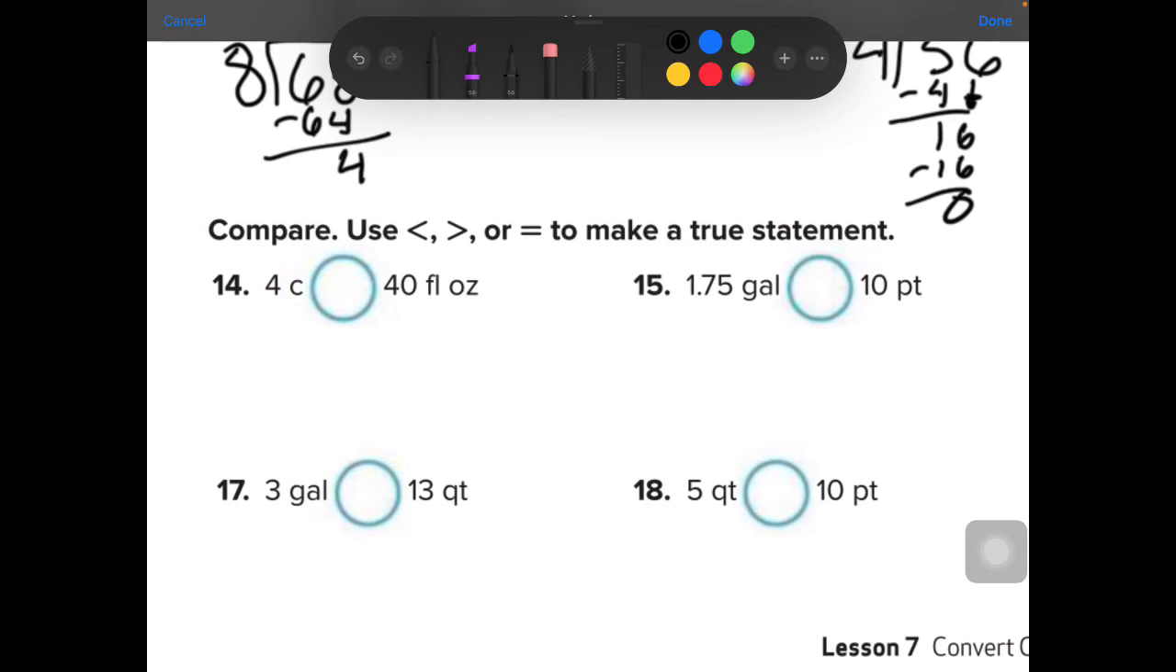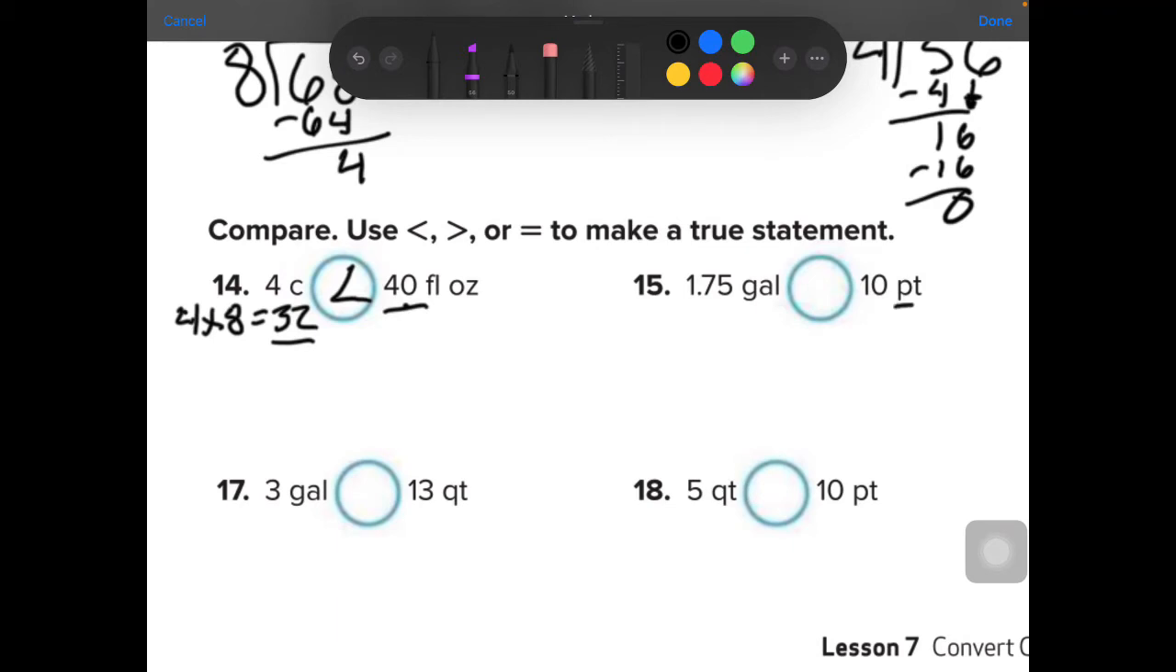All right, greater than, less than, or equal to. So we have cups and fluid ounces. They are not the same measurement of capacity, so we need to convert them all to the smallest measurement they have so they can be evaluated. Fluid ounces is a little bit smaller than cups. There are 8 fluid ounces to each cup. So 4 times 8 is 32. Now we can compare 32 and 40. We can see that 40 is bigger.